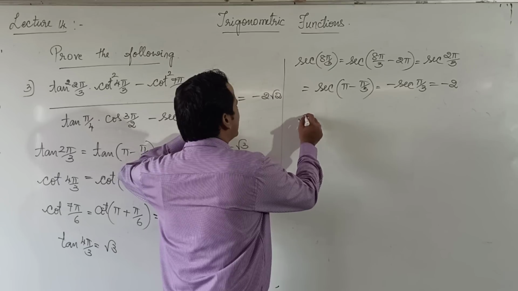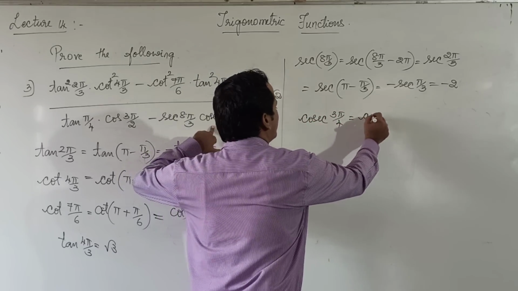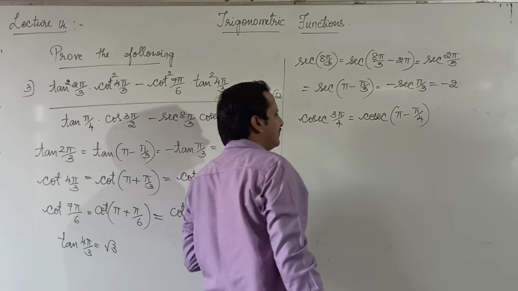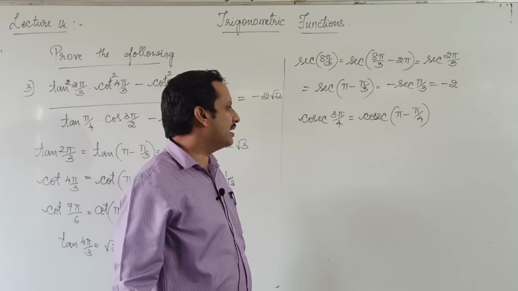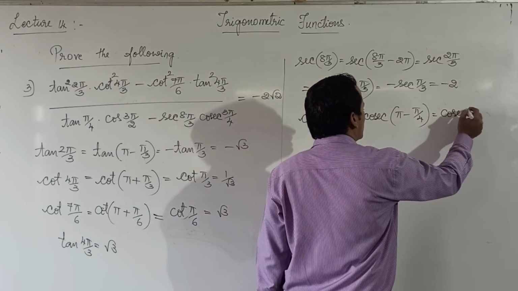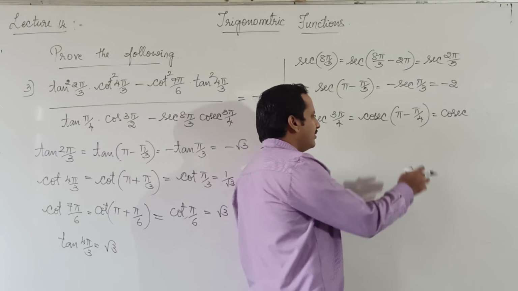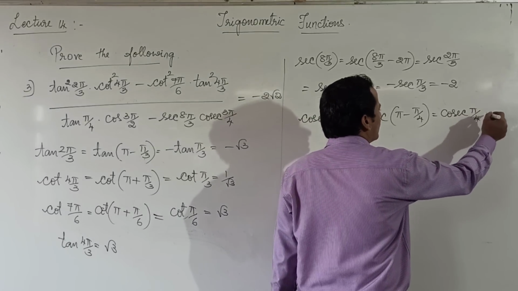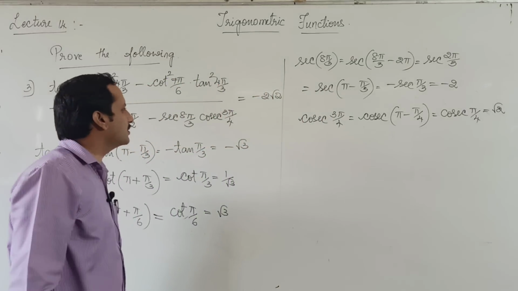And then cosecant 3 pi by 4. We can write this as cosecant of pi minus pi by 4. Right? 4 pi minus pi is 3 pi, so 3 pi by 4 is pi minus pi by 4. It's in the second quadrant, so cosecant is positive. Sine and cosecant are positive in the second quadrant. And since we are using 180 minus theta, it's the same function: cosecant pi by 4. Sin pi by 4 is 1 by root 2, so cosecant pi by 4 is root 2.